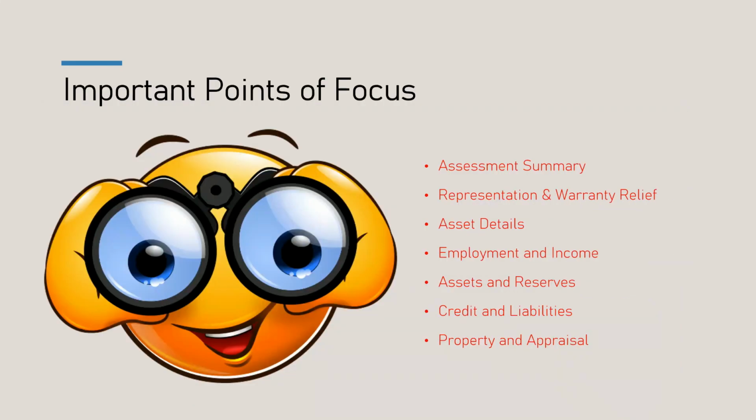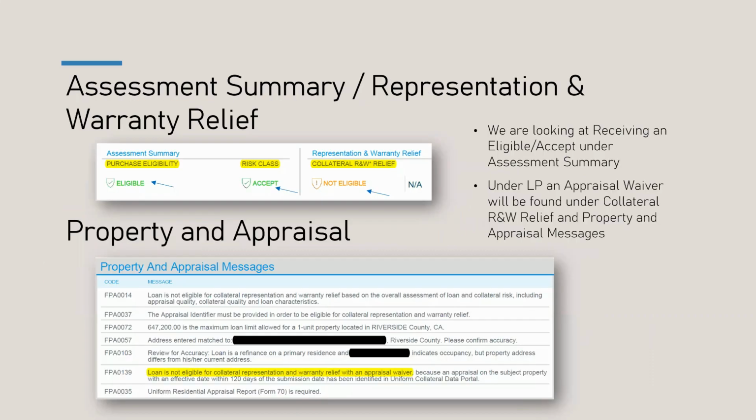Again, just like DU, we want to focus on the assessment summary, your representation and warranty, your asset details, employment and income, assets and reserves, credit and liabilities, and your property and appraisal. So getting into your asset assessments and summary. So here again, your purchase eligibility, your assessment summary, you just want to make sure that's eligible. Your risk class is accept.